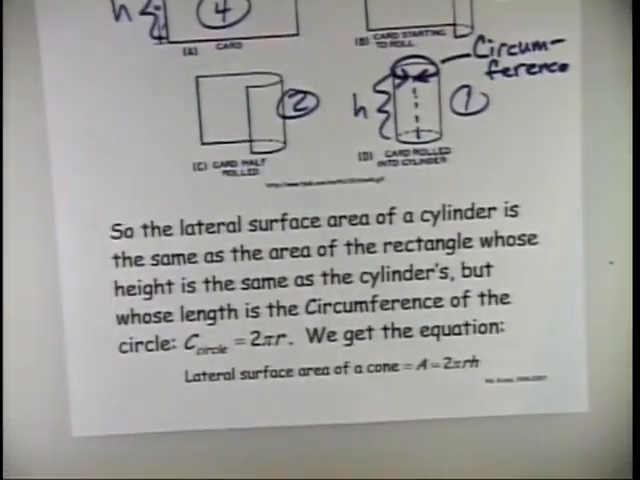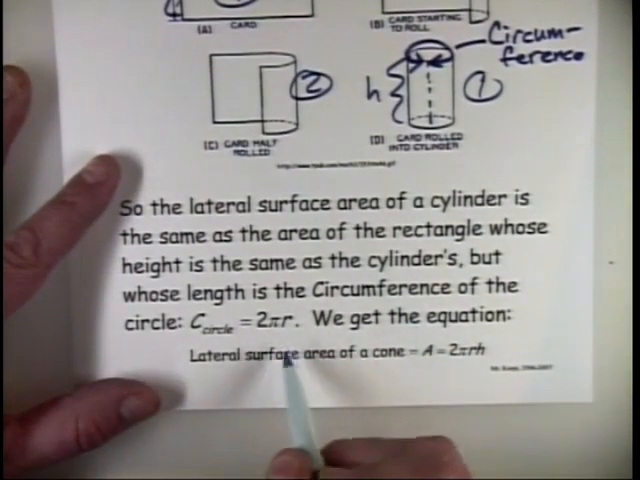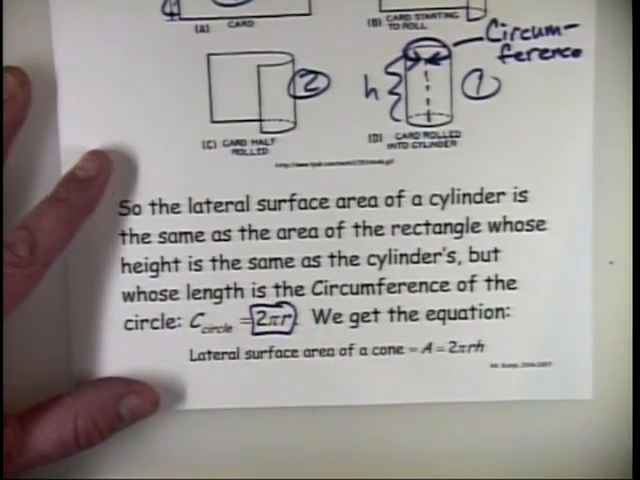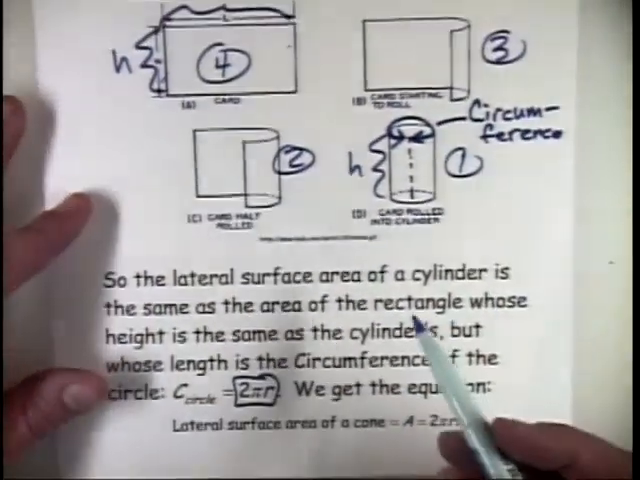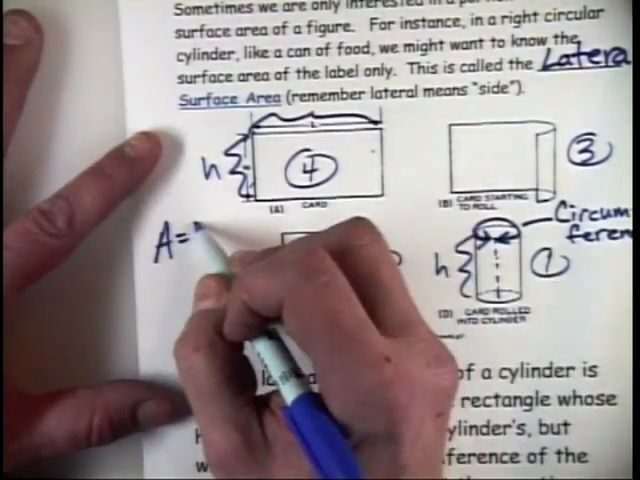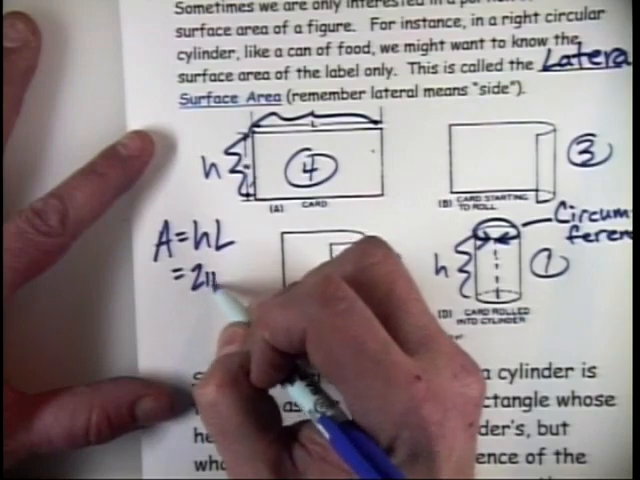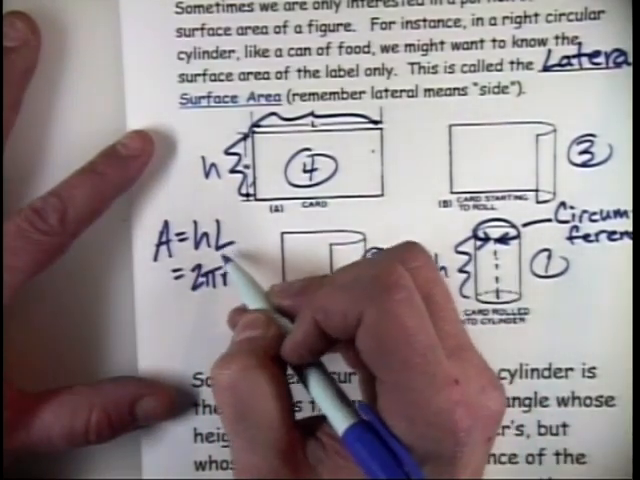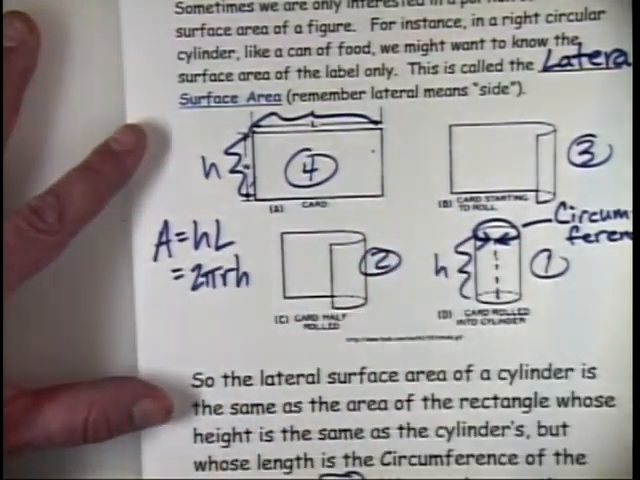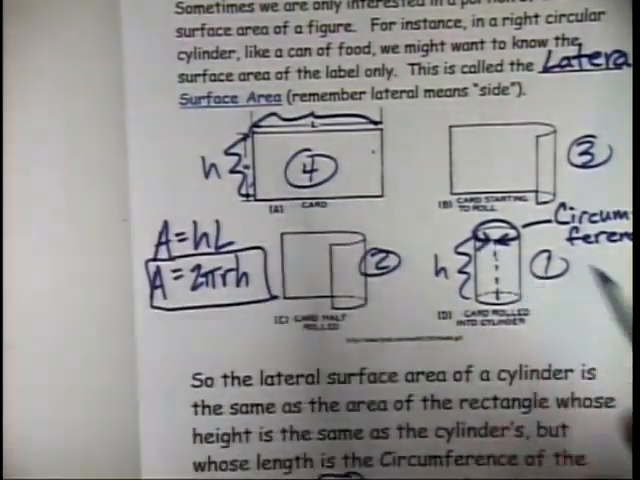Okay, now the circumference also has a formula. It's 2 times pi, which is 3.14, times the radius. So if I substitute that back into my rectangle area formula, the area of a rectangle is going to be the height times the length. But I know that the length is really 2 times pi times r. I can substitute that for L, and I get 2 pi r h. And that's going to be the lateral surface area of the cylinder.